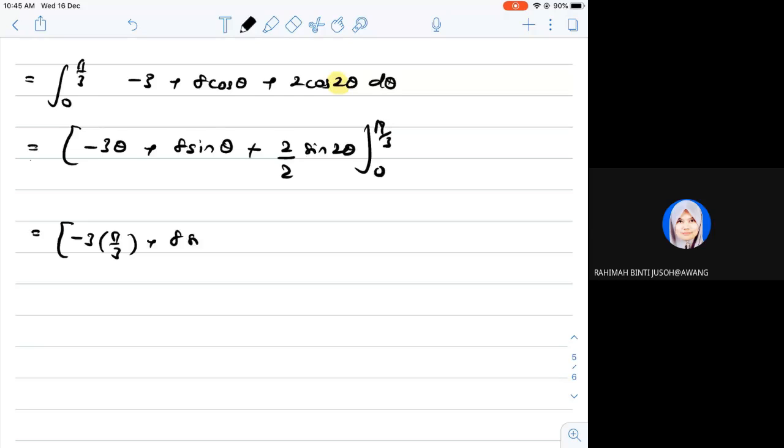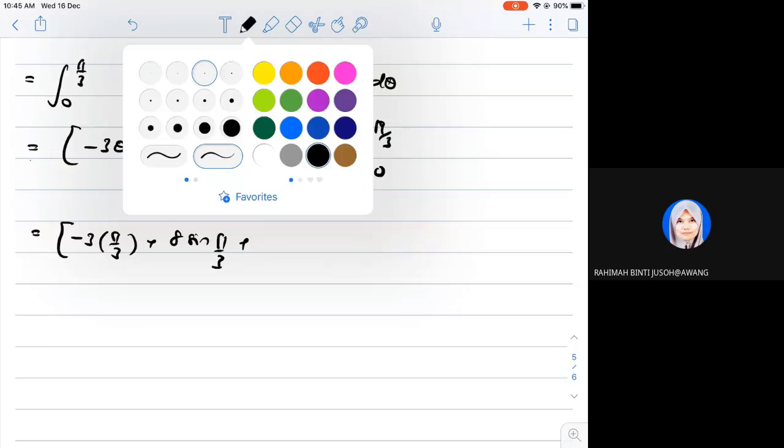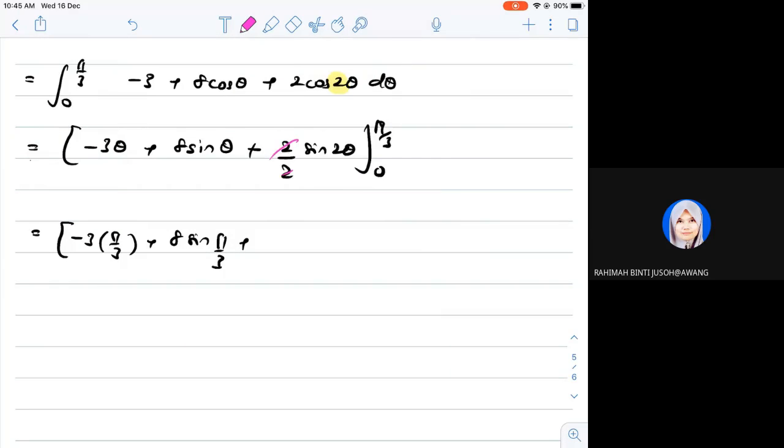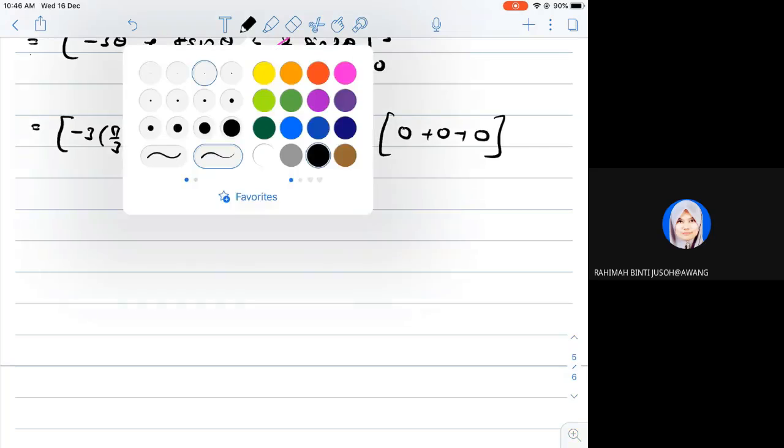So plus 8 sine pi over 3 plus, okay, this can be cancelled. So sine 2 times pi over 3, so sine 2 pi over 3, like this minus. Okay, 0. So everything becomes 0. Should be easy. That's why I prefer to substitute 0 so it is easier to calculate.